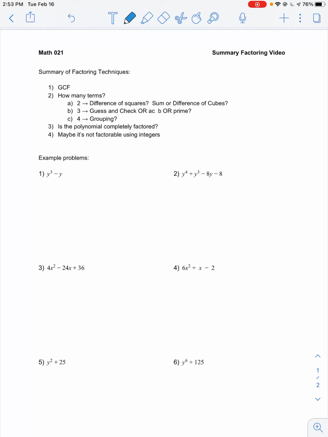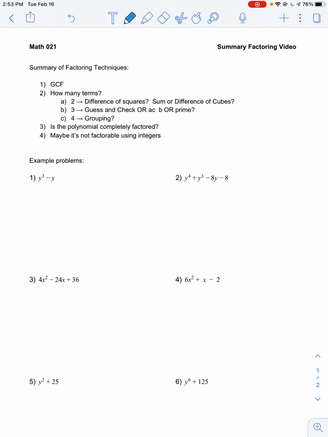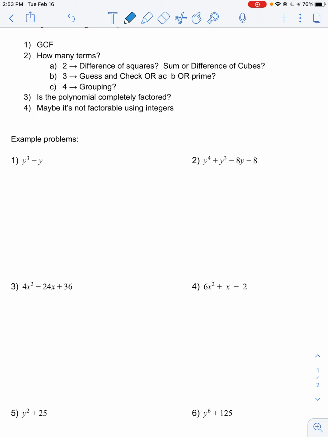Hi everyone, I wanted to do this quick video to go over the summary of the factoring techniques that we covered in class. This should provide a framework for you. Every time you've been told to factor something completely, you can go through this series of steps, and that's the best way to ensure that you have in fact factored this polynomial completely.